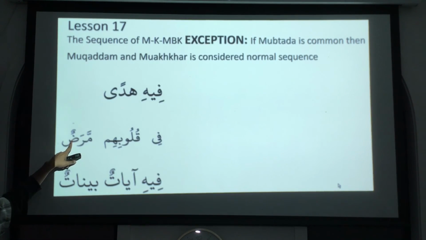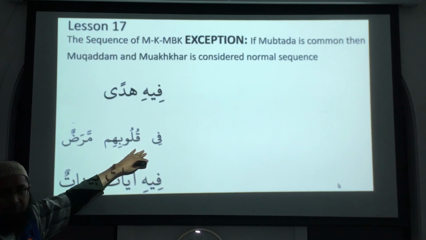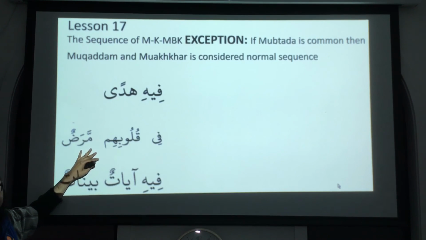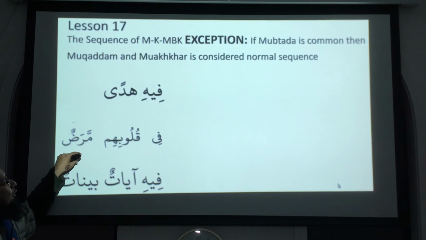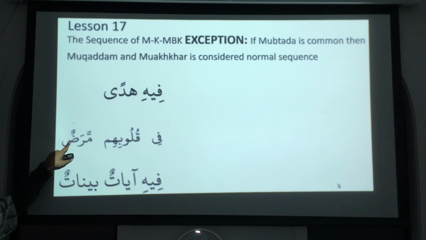If we say this is 3, fi qulubihim is muta'alliq bil khabar, this is 1. If we say no, only in their hearts there's a disease, then it's a problem. Because they could have a normal disease also. They could have disease in their head, in their mind, in their body also. A person who has disease in their heart could have a normal disease also. So we cannot put "only" here, because maradun is a common word.